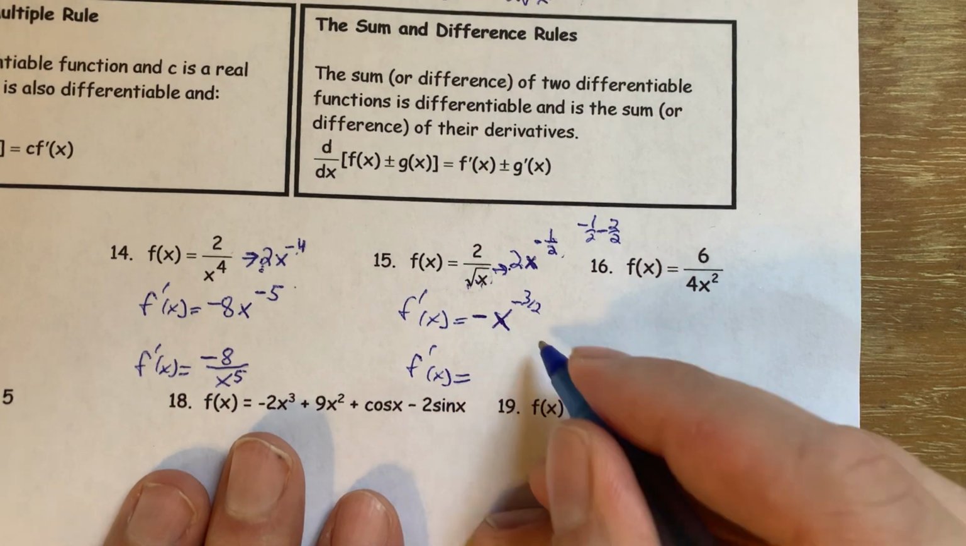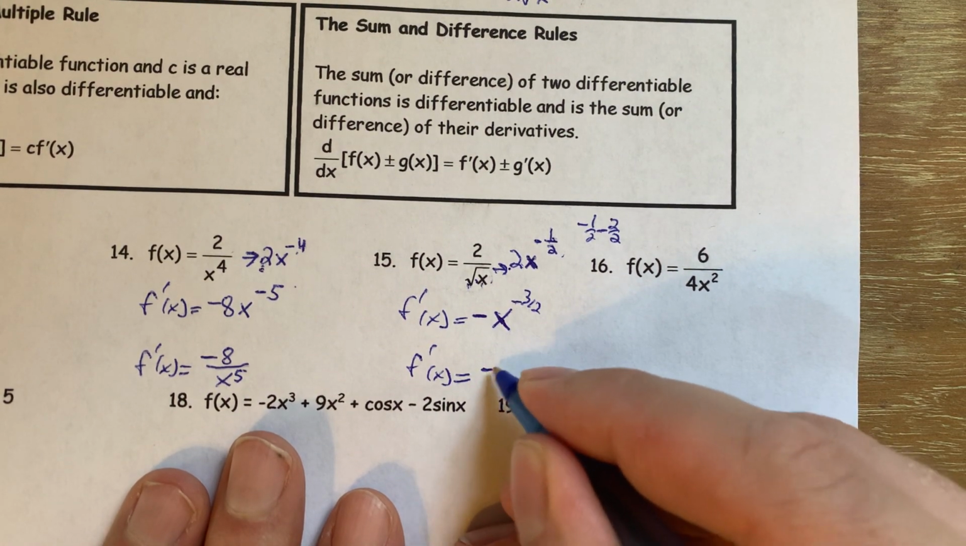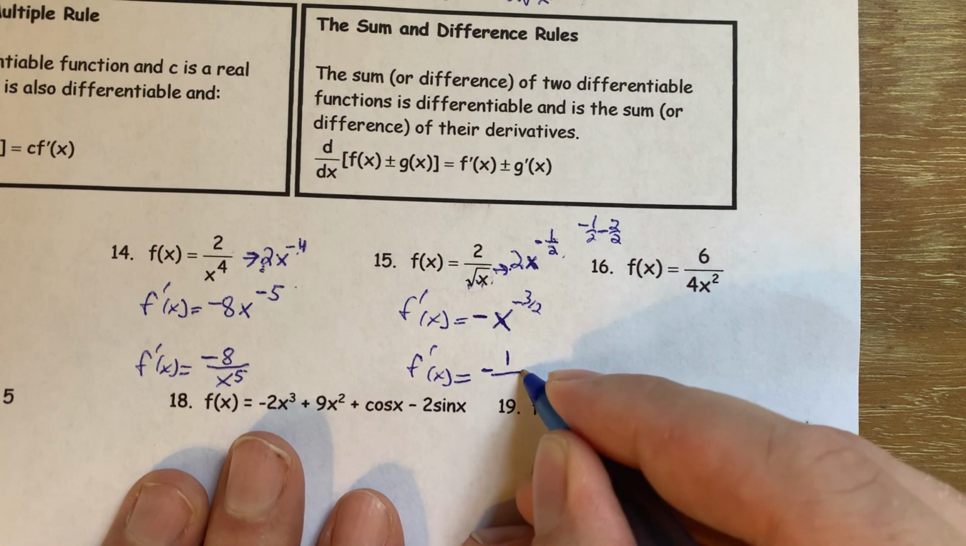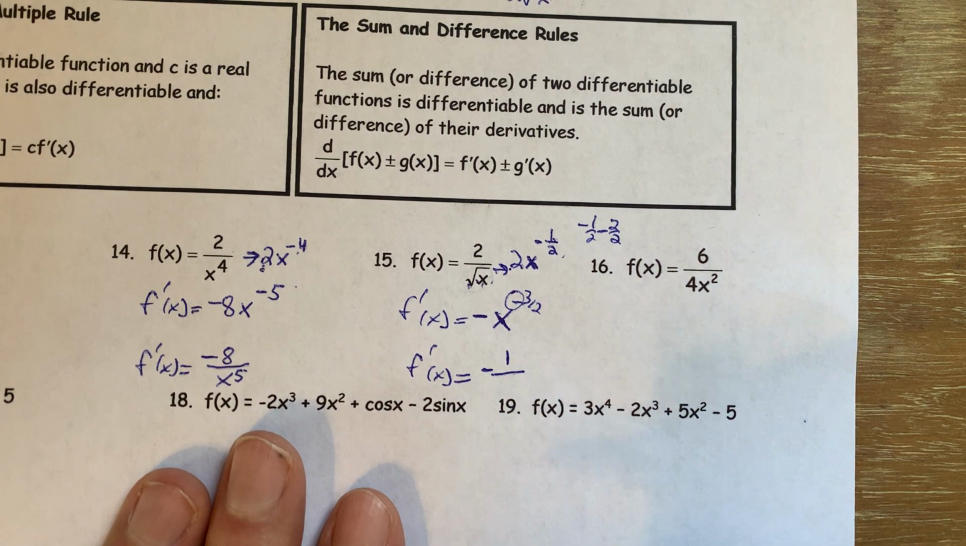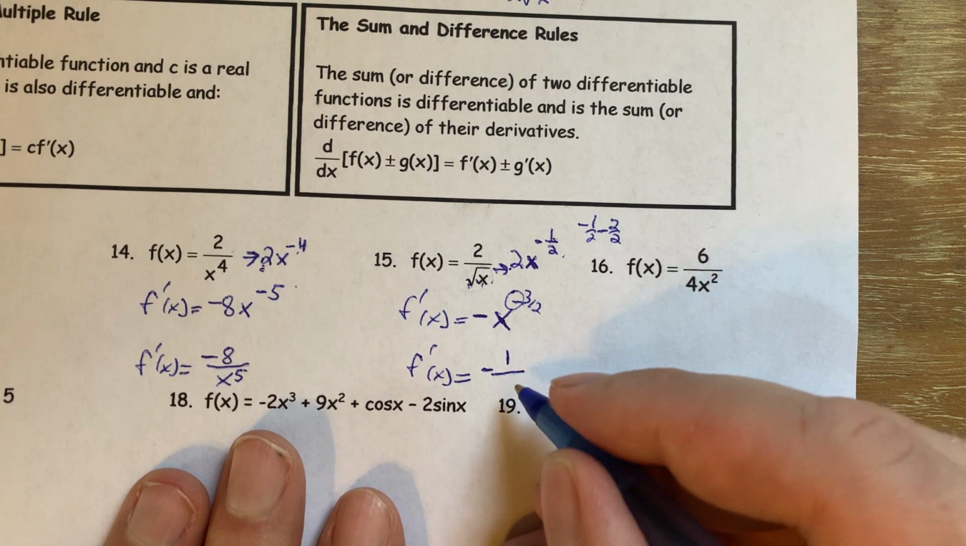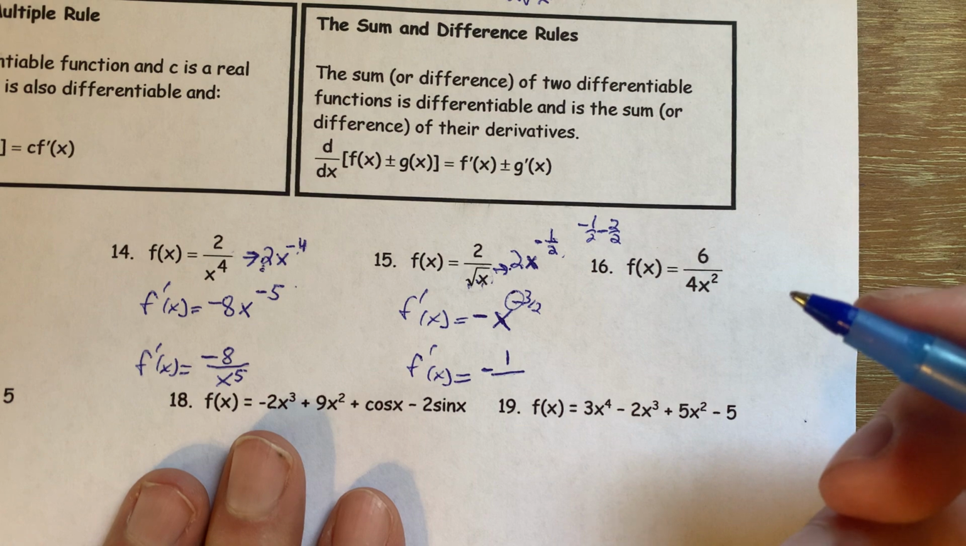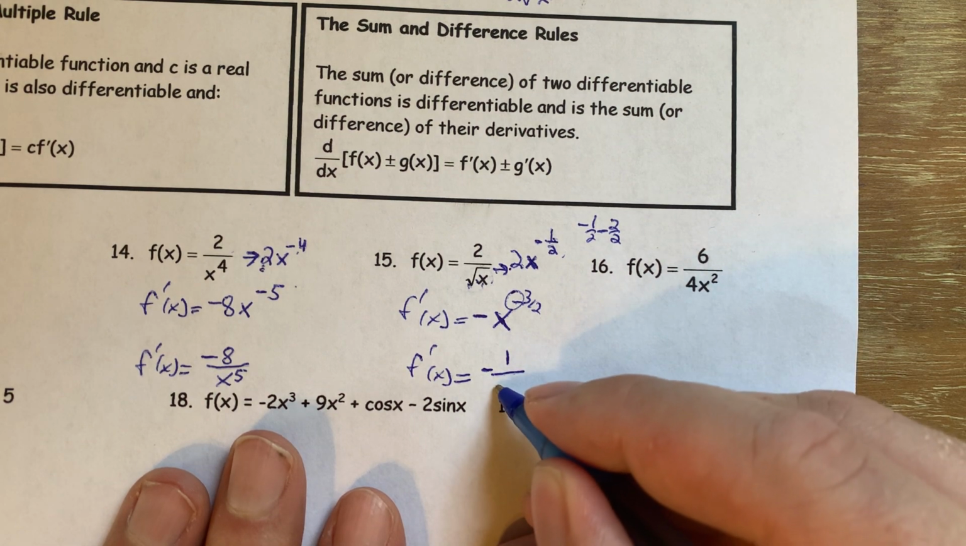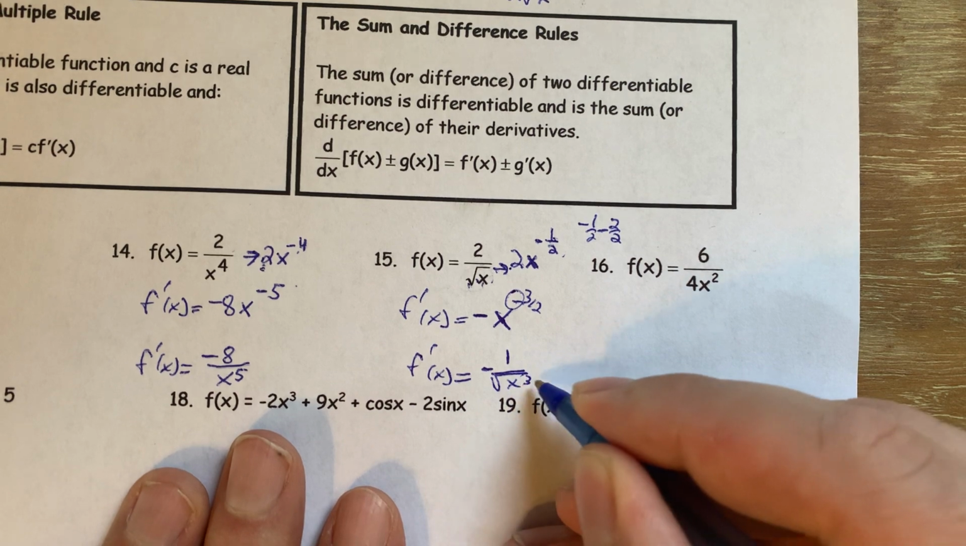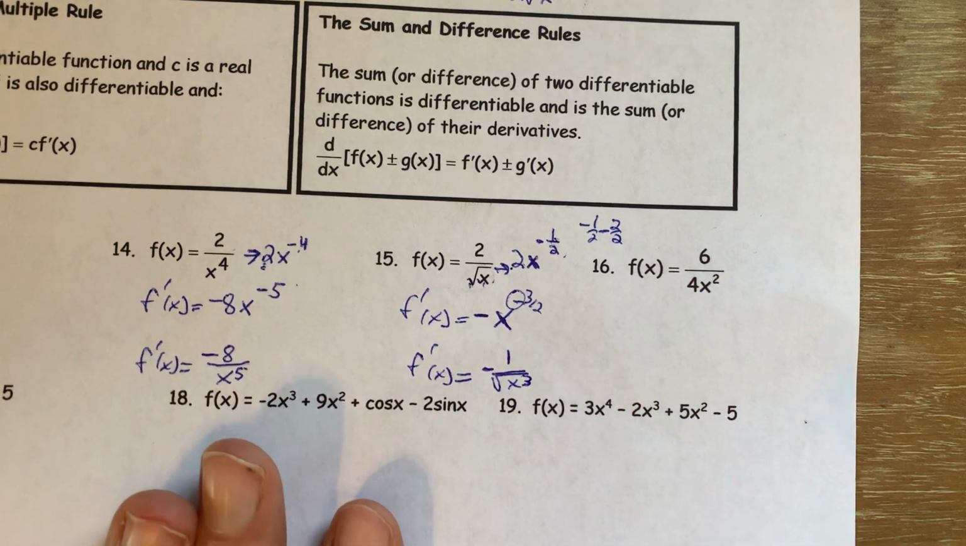And last, I need to rewrite this. This is negative 1 over, it's over because it's a negative power, over the square root of x cubed.